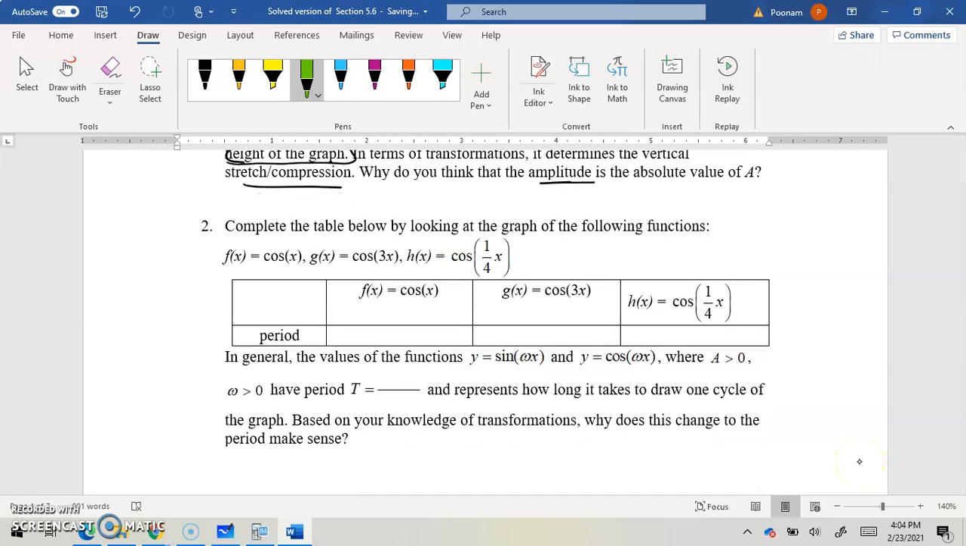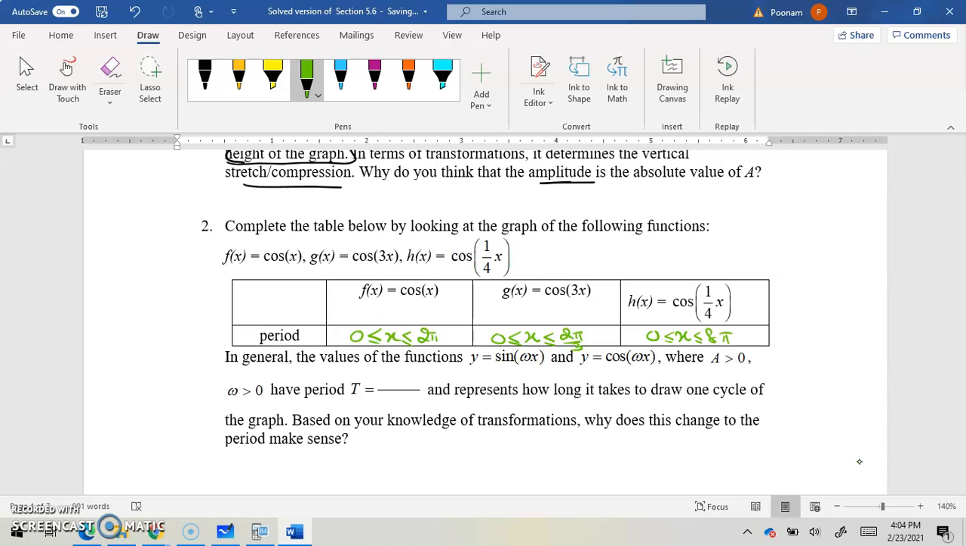Let's look again at these functions: cos of x, cos 3x, and cos of 1/4 x. What is happening to the period? The cos function's period is 0 to 2 pi. When it is cos of 3x, the horizontal compression is happening by a factor of 3. That means the period would be 0 to 2 pi by 3. And if it is cos of 1/4 x, then it will be a horizontal extension, because 1/4 is less than 1. So x would be lying between 0 and 8 pi.